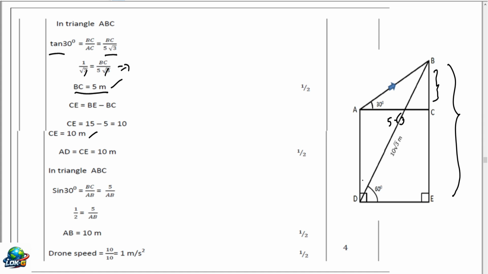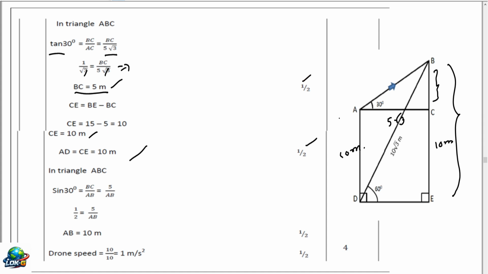Then what is AD equal to? Where is AD? AD is equal to CE. You got CE as 10 meter. Then automatically this will be what? 10 meter. Now you got the height of the building. Second problem is solved. For that you will get half marks.